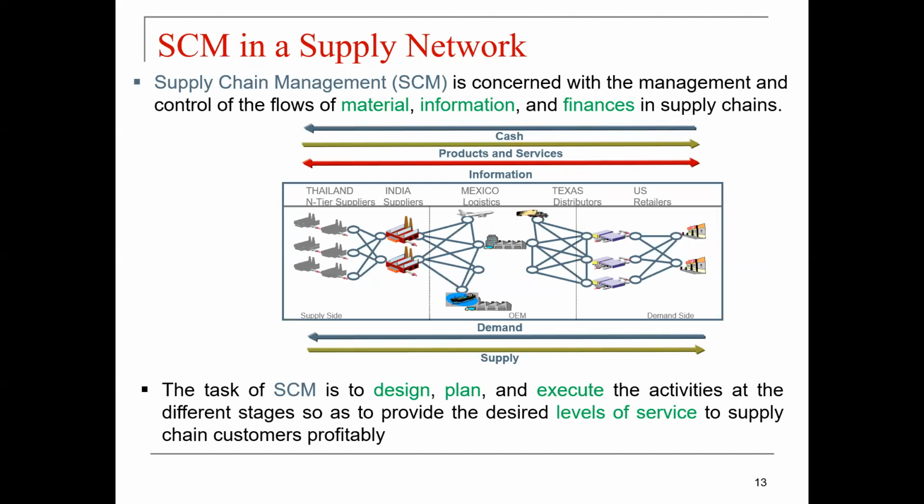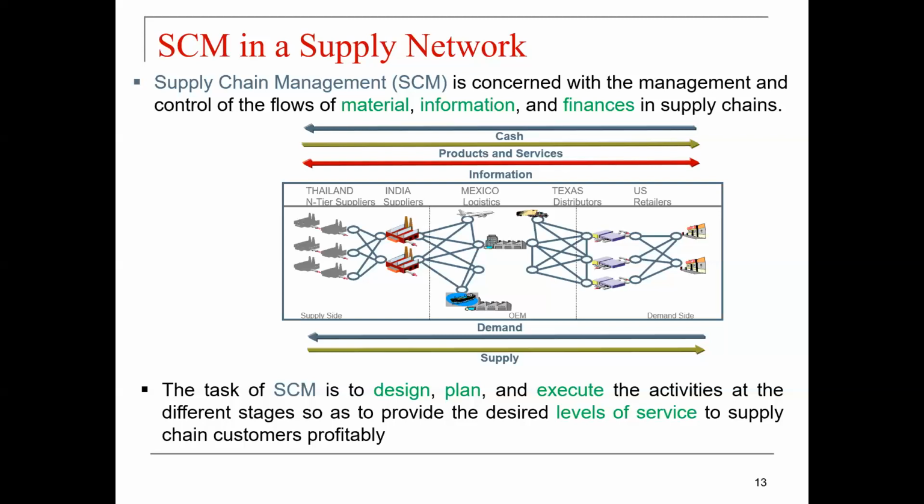So, supply chain management in a supply network. Supply chain management is concerned with the management and control of the flows of material, information, and finances in a supply chain. As you can see here, as we mentioned, the cash is going from the customer back to the supplier. And also there's some cash flow going in the opposite direction. And product services can go in both directions.